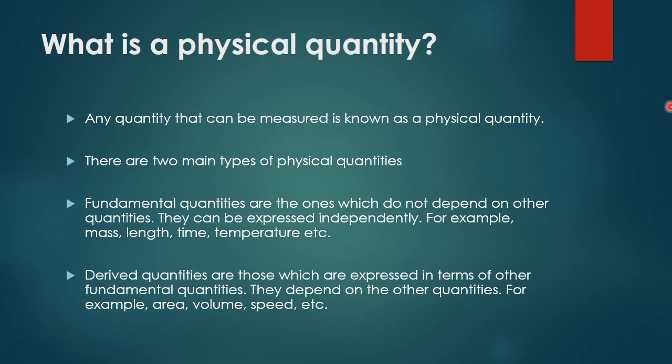But what are the derived quantities? The derived quantities are the ones which need to be expressed in terms of some other physical quantities. They cannot be expressed independently. Suppose you have a square. We know that the area of a square is the square of each side of the square. So suppose the length of each side of a square is 4 centimeters. So what is its area? 4 into 4, 16 centimeters square.